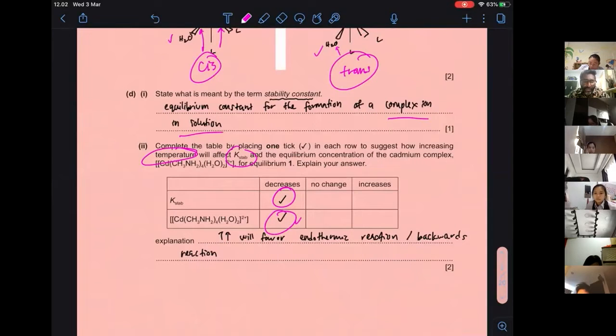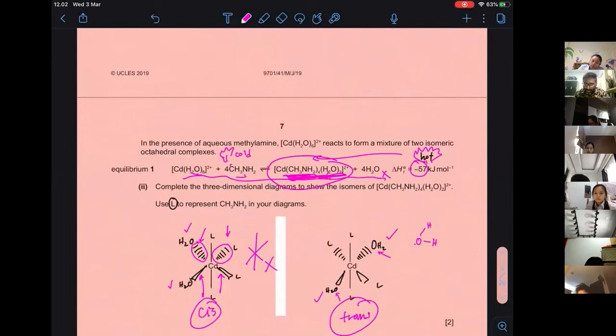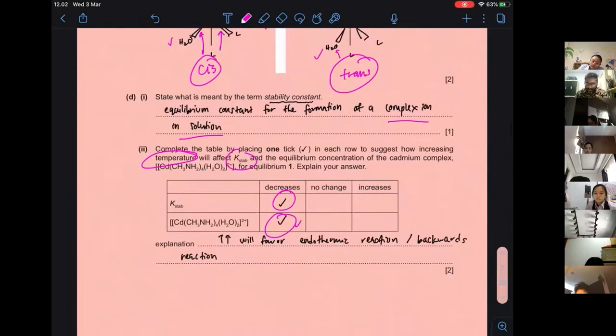Higher temperature will favor what type of reaction? This is going to be exo, so they are going the other way. So it's endo. Higher temperature favors the endothermic reaction, and therefore the reaction moves backwards, or the position of the equilibrium shifted to the left. If you mention that, you will get a full mark.